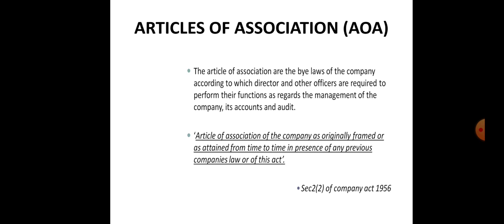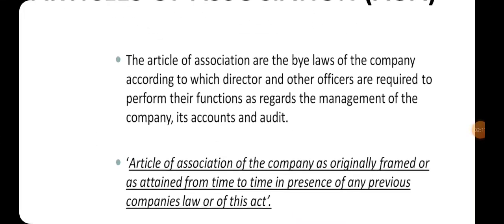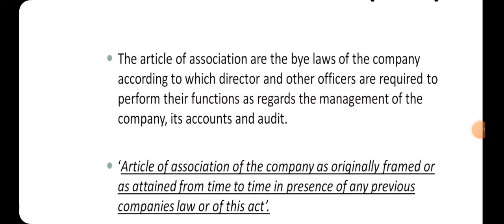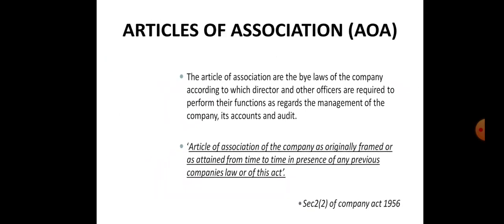Now coming to the next very important aspect, that is AOA. AOA means Articles of Association. When compared with the MOA, it is like the rules and regulations, the bylaws of the company, according to which the directors and other officers are required to perform their functions as regards the management of the company, its accounts and audit. These are the rules and regulations set internally to govern its functioning, applicable to all the employees working within the organization. So that is what has to be followed.